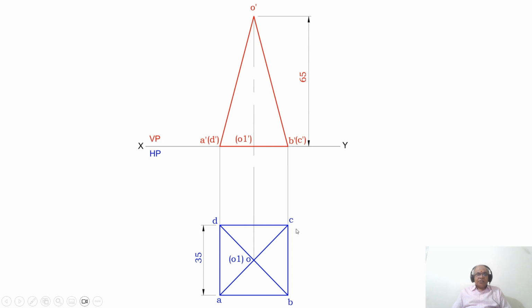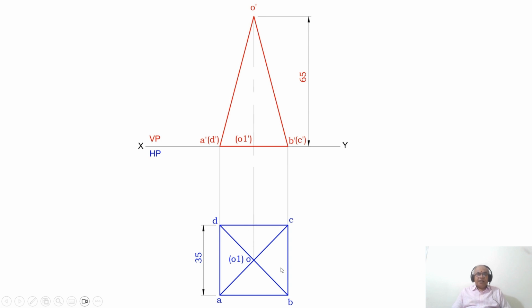So once you do that, the entire base is resting on HP, that is, AB, BC, CD and DA are the base edges, because all these edges are resting on the XY line. Since they are parallel to HP, AB equals BC equals CD equals DA, and they are in true length because those edges are parallel to HP. What is the size of the true length? The size of the true length is 35 mm. So this is how we are able to analyze the base.